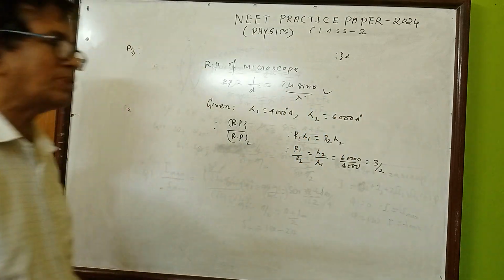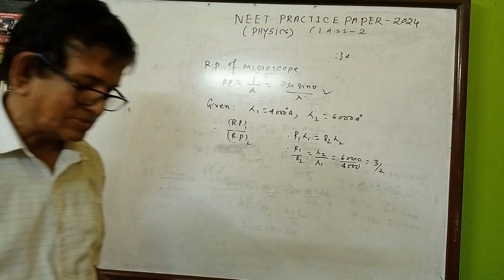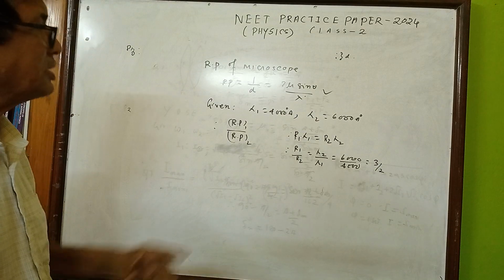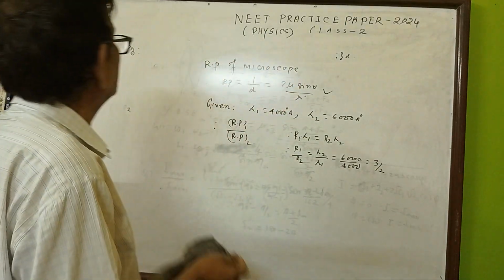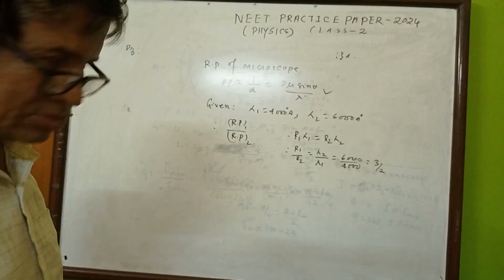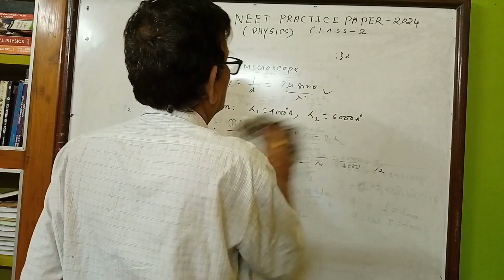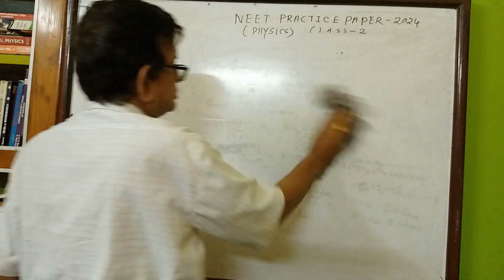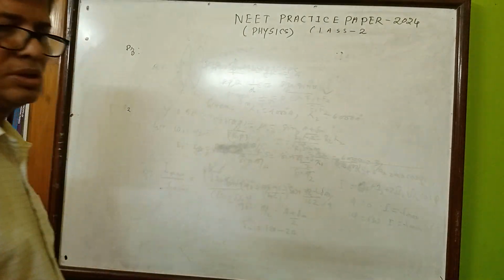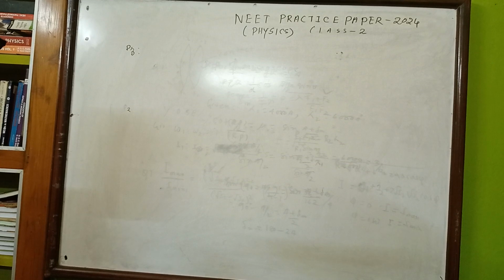So this is a very important formula. You must remember the resolving power of a microscope. This problem is set. Once you know the resolving power, you get this problem. So I am solving this problem. Problem number 4. Now I am going to problem number 5. This is a practice paper.